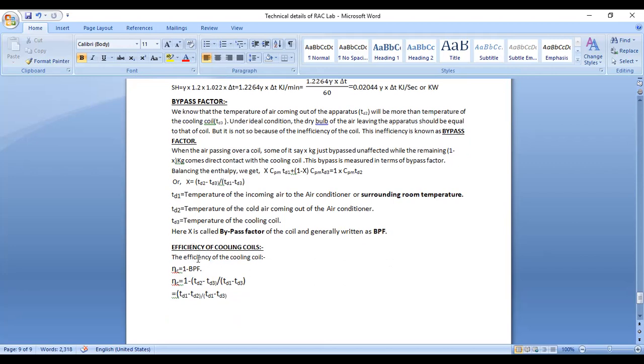Efficiency of the cooling coil. The efficiency of the cooling coil is equal to eta C = 1 minus BPF, which is 1 minus (TD2 minus TD3) divided by (TD1 minus TD3), or (TD1 minus TD2) divided by (TD1 minus TD3). This is the efficiency of the cooling coil itself. 1 minus the bypass factor simplifies to this particular form. For the rest of the time, let us go through certain videos.